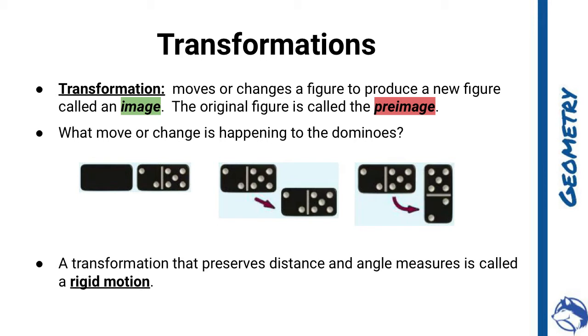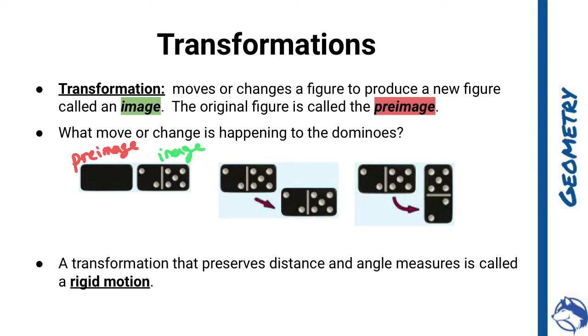So in general, transformations is where we move or change a figure to produce a new figure called an image. So the image is what we get. The pre-image is what we start with. So in this scenario, this domino is the pre-image, and this domino is the image.